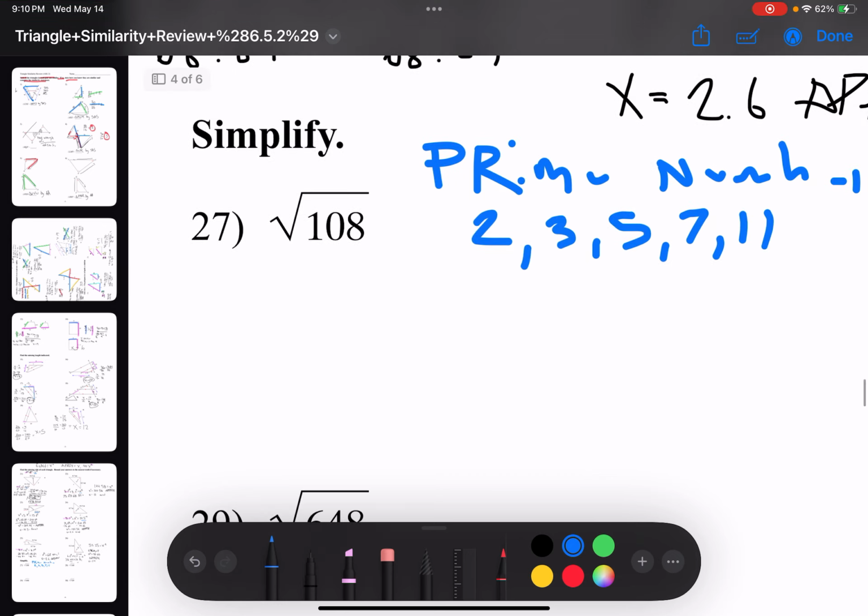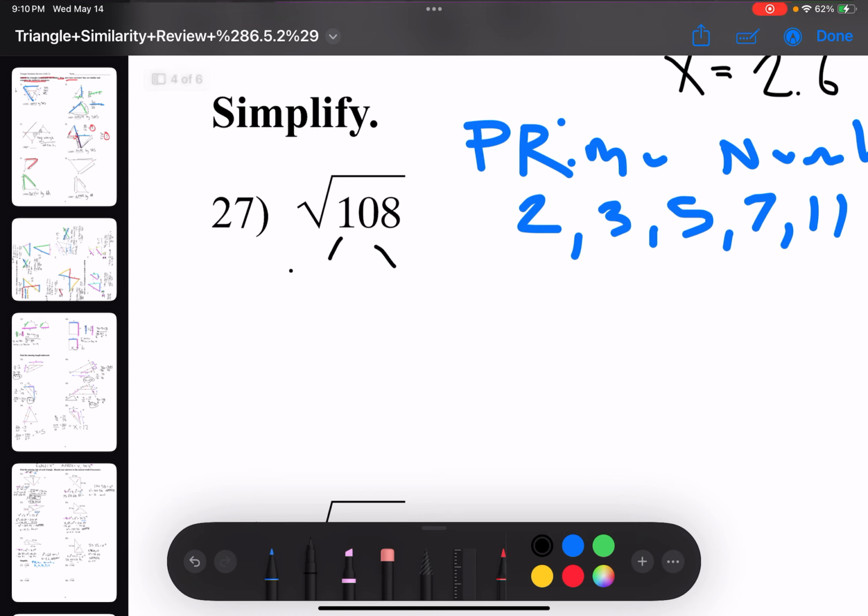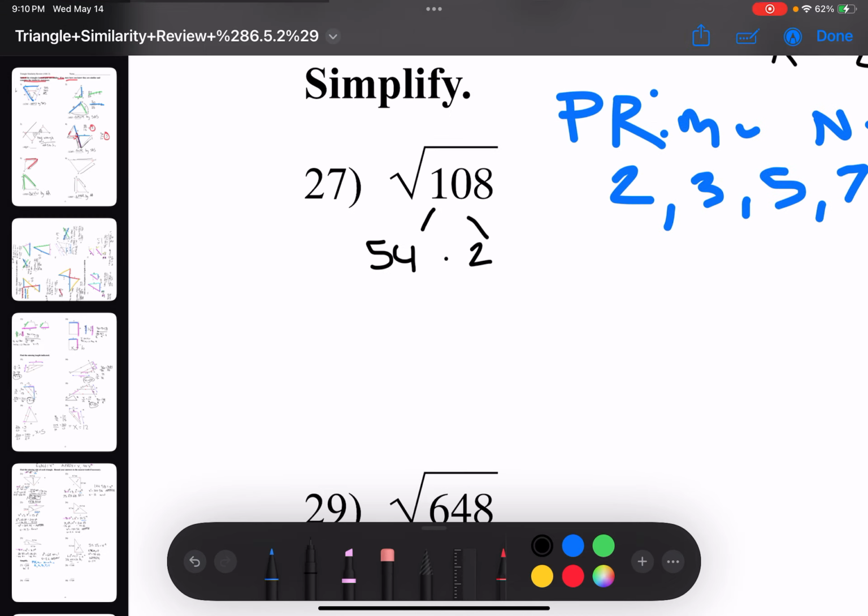Okay, anyways, let's go. So you're going to break this up. I know half of 100 is 50. What about that 8? Split that in half, that's 4. So that'd be 54 times 2 times 2. Make the tree, guys. What can I divide 54 by? Can I divide it by 12? Hold on, let's see. 54 divided by 12, I can't. 54 divided by 9, yes.